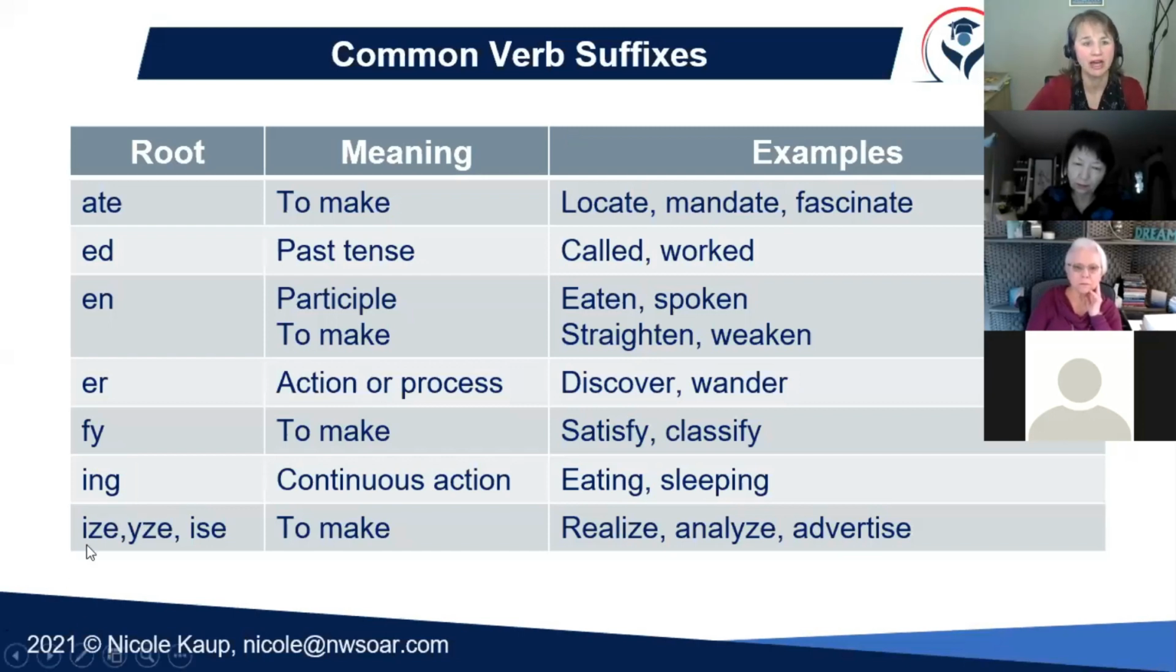And then here's IZE, YZE, ISE. These all have the same meaning. Sometimes we just spell them differently. British tends to have the S. We tend to have the Z more often. Realize, analyze, and advertise. So these are all your verbs or your actions. A lot of these have the meaning of to make.